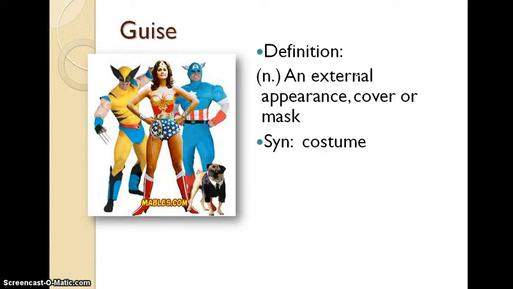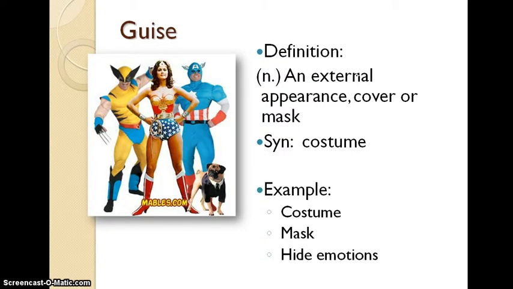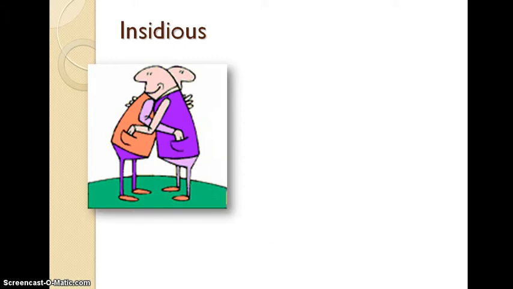Synonym would be a costume. So last Halloween, I went under the guise of Abraham Lincoln. So I went as Abraham Lincoln. I was disguised, or I had a cover or a mask of Abraham Lincoln. And examples would be costume, mask, or you can also hide your emotions. So if I'm in a really sad mood today and I don't want any of you to know it, I might come in under the guise of being very happy. And that is guise.